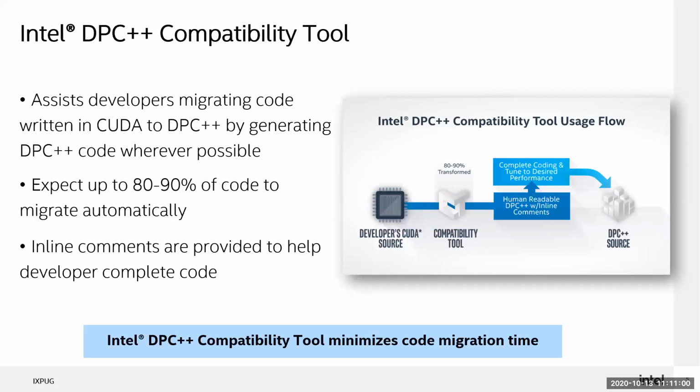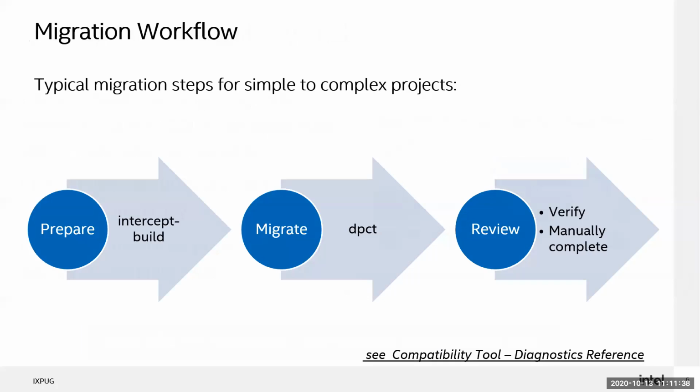A brief introduction to Data Parallel C++ compatibility tool. This tool assists developers in migrating the CUDA source to Data Parallel C++ code wherever it can generate code. What I've seen with my experience is that the tool generates up to 80 to 90% of the code and migrates it automatically. For the rest of the code which is not migrated, it does leave good inline comments, which we call DPCT diagnostic messages. There is a diagnostic reference I will cover later in the slides.